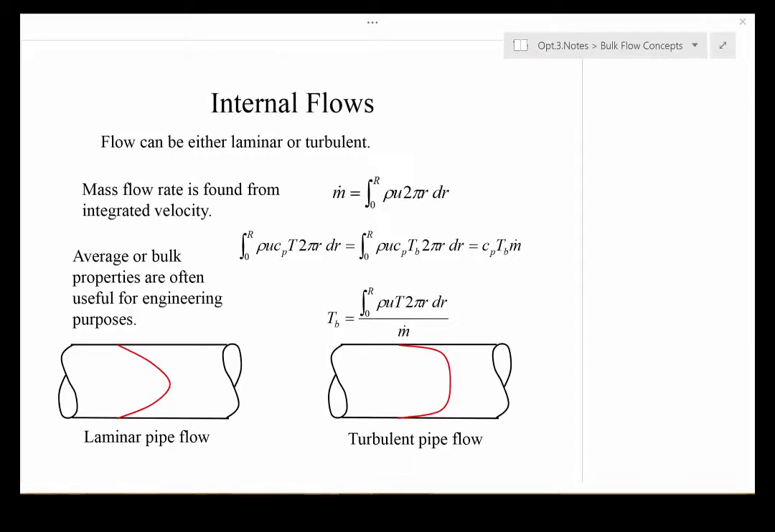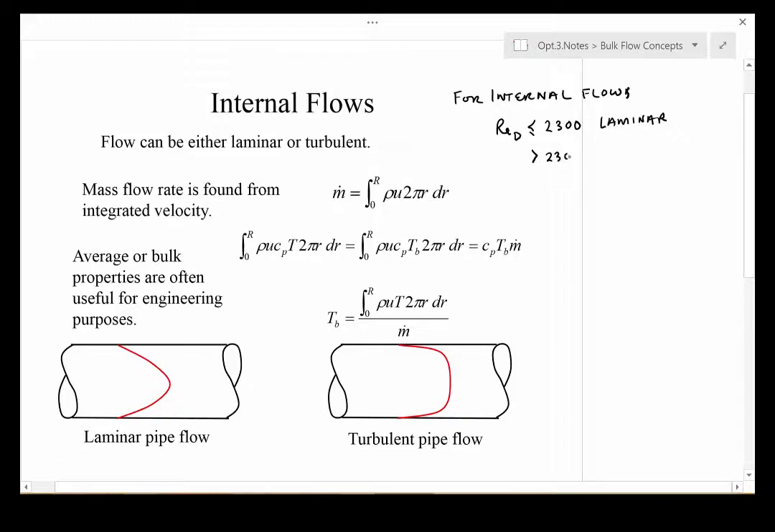Internal flows can either be laminar or turbulent. For an internal flow, we typically think about the transition from laminar to turbulent as a Reynolds number of about 2300. So Re based upon the diameter less than or equal to about 2300 is considered a laminar flow, where molecular diffusion controls the mixing processes, and obviously greater than 2300, we consider this to be turbulent.